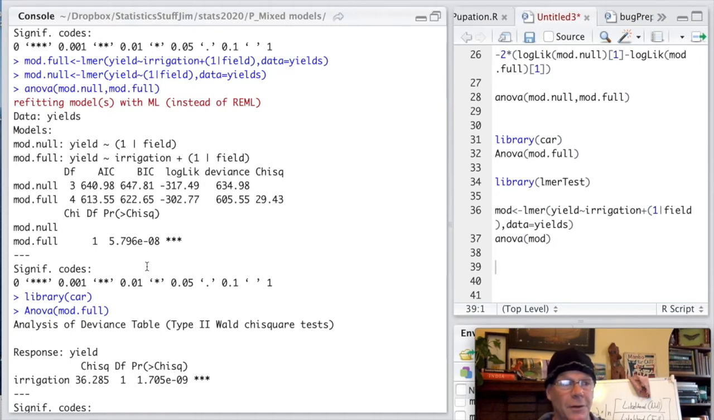Okay, so now we know a little bit about doing hypothesis testing on a mixed model. And when we come back in the future, we'll make slightly more complex models and maybe more complex error structures. And then we'll talk a little bit about model selection, and then we should be ready to play around a little bit with mixed models.